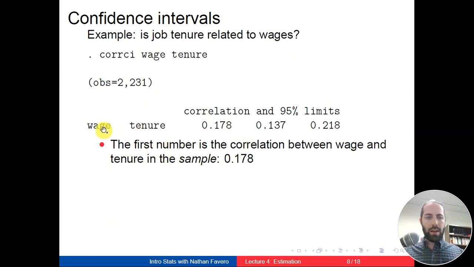So this is maybe not the cleanest output in Stata, but I know that this first number is just the correlation between these two variables in this data set. So this is still in the land of descriptive statistics. It's just saying, among these 2,231 observations that we have in our sample, what is the correlation between wage in dollars per hour and tenure, the number of years that that person has been working that job. And you can see that the correlation is 0.178. So that's a positive number.